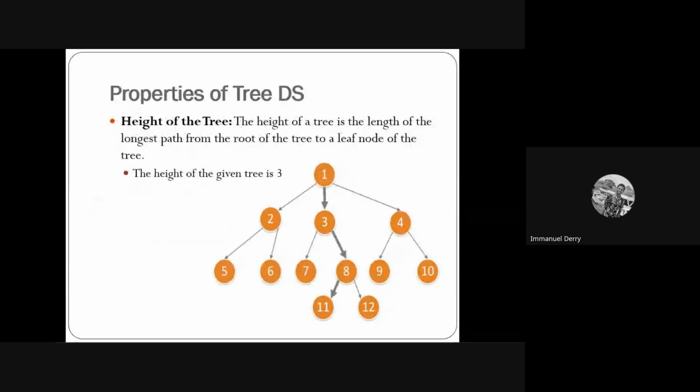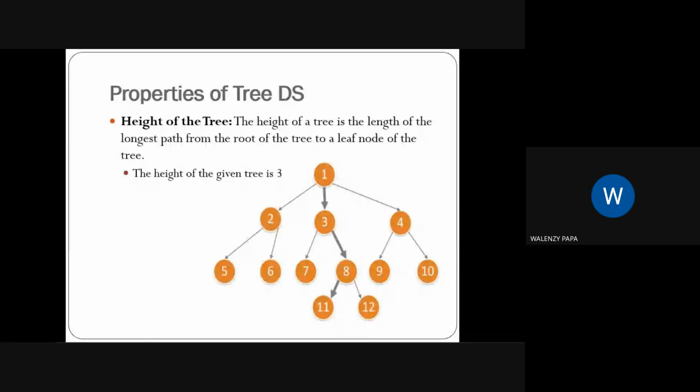So we can be asked to find the height of the tree as well. Basically, the height of the tree is the length of the longest path from the root of the tree to the leaf node of the tree.